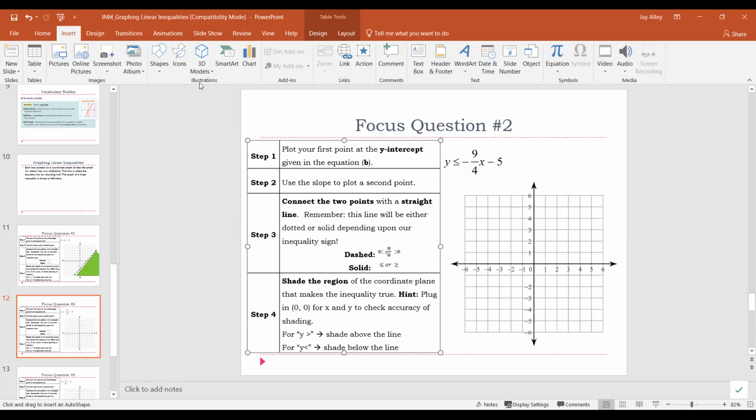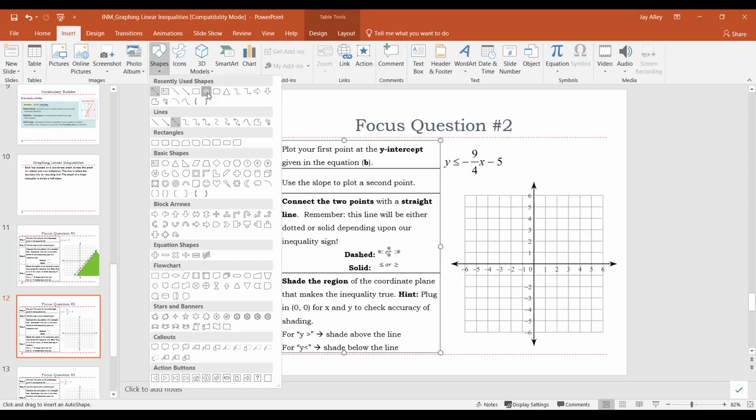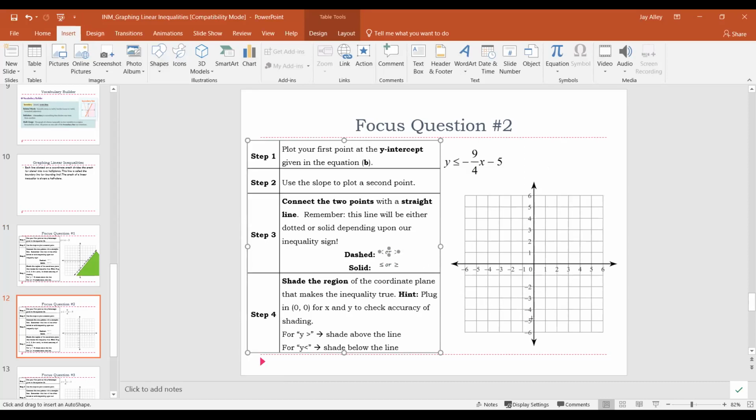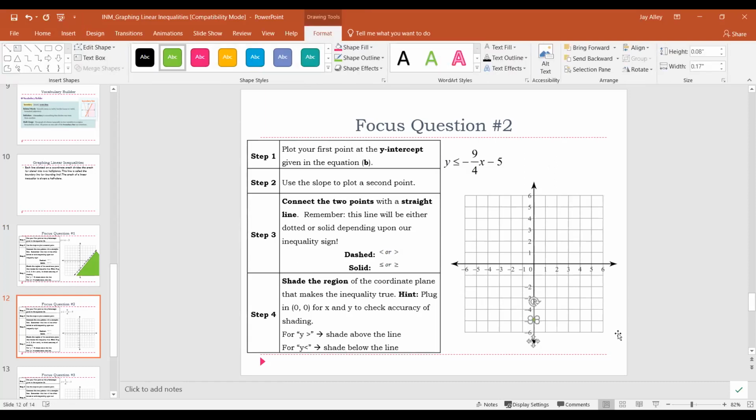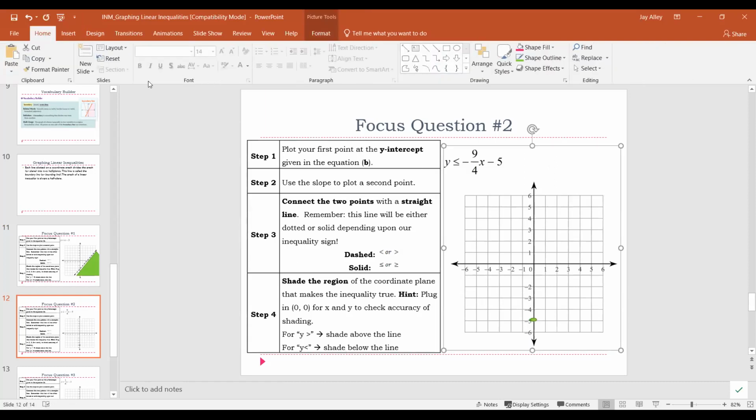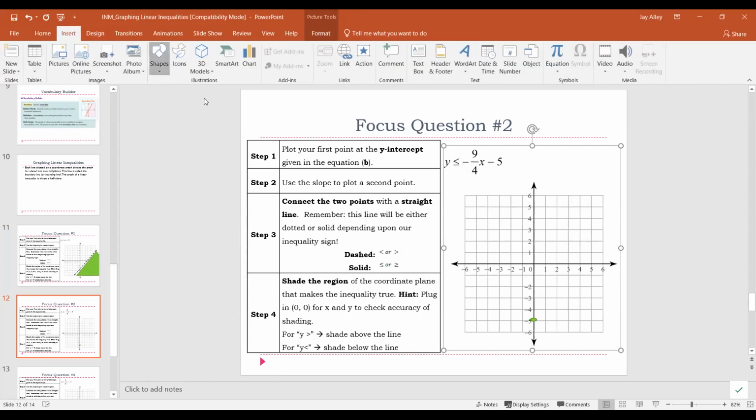So that's the first thing I think of. My y-intercept is down here at, let me put a circle on that spot, -5. That's always our starting point. Right, there's the y-intercept. Now let's get our boundary line put in there. Less than or equal to -9/4. So I have to go up 9: 1, 2, 3, 4, 5, 6, 7, 8, 9. And to the left 4: 1, 2, 3, 4.